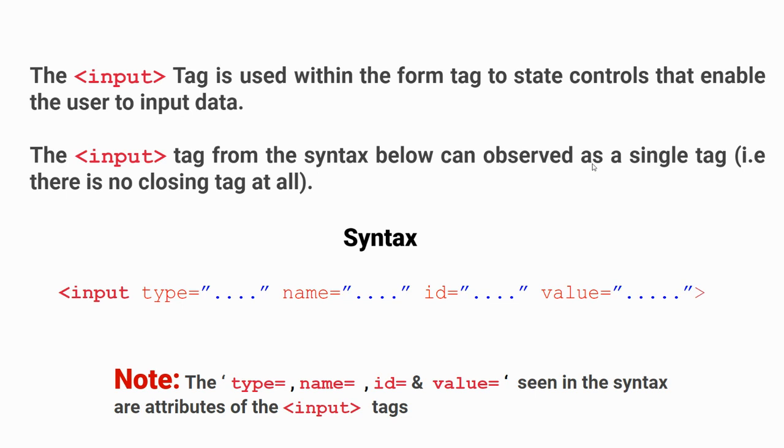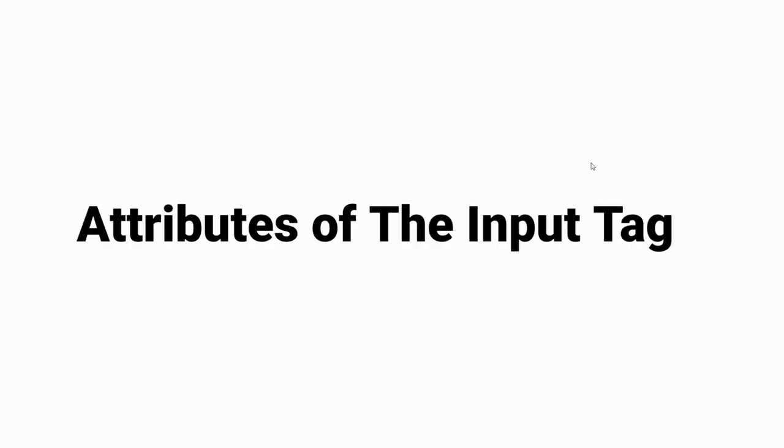So we can note that the type, name, ID, and value are seen in the syntax, and they are the attributes of the input tag. We can see the type attribute, the name attribute, the ID attribute, and the value attribute. So our next section is the attributes of the input tag. We are going to learn about the things that give this input tag more meaning, more understanding, like what it is really all about. You'll get to know that very soon.